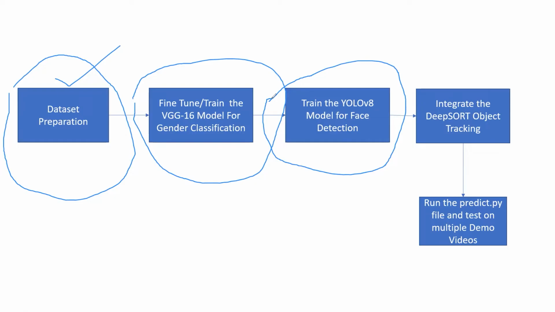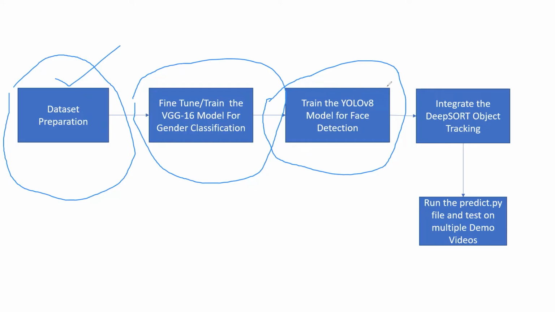After detecting the face using YOLOv8, we will do the gender classification, whether this is a man's face or a woman's face. For example, we have a video like we have seen previously. In this video, using YOLOv8, first of all, we will detect where the face is in the video. After detecting the person's face, we will apply the trained VGG16 model to detect whether this is a man's face or a woman's face.